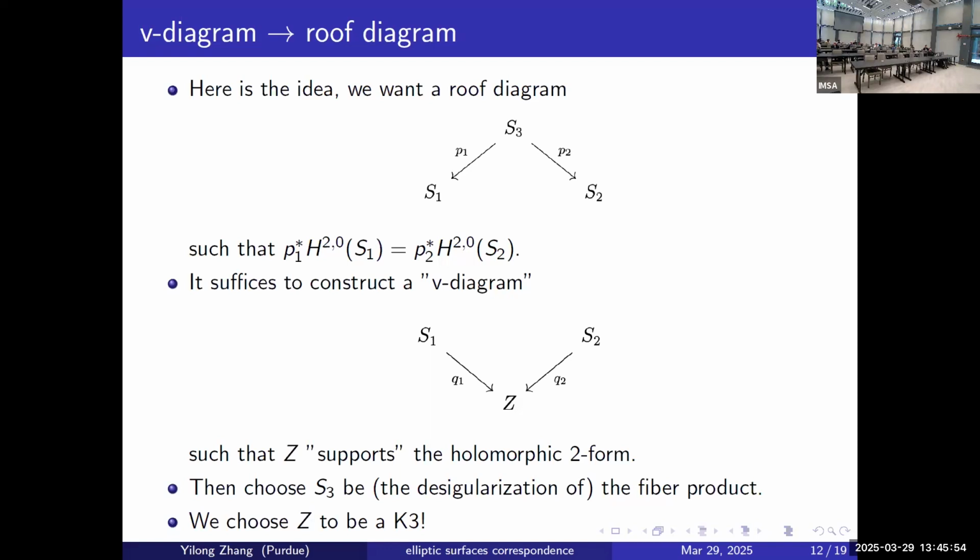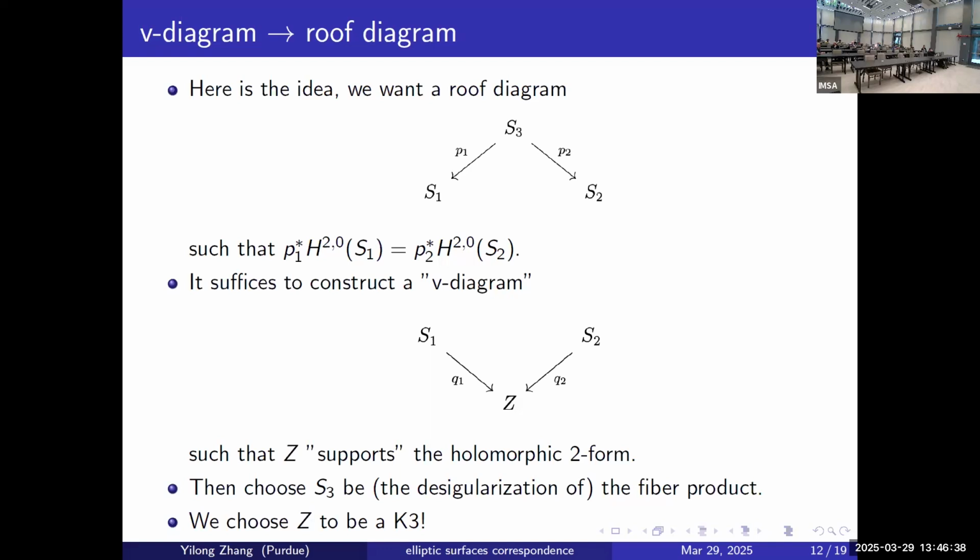So let me write it down here. So we want to look for something like this. Let me call it the T1. The roof diagram is saying that you pull back, push forward, and give you the isometry of Hodge structure. But the precise condition we are looking for is that you pull back holomorphic 2-forms on one side, you pull back holomorphic 2-forms on the other side, and they should agree up to some scalar. Lambda is some number in C. And this is the condition we're trying to look at.